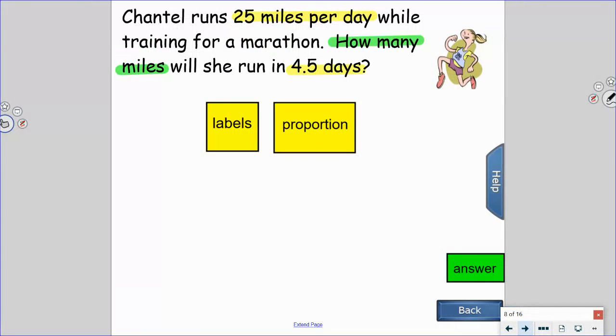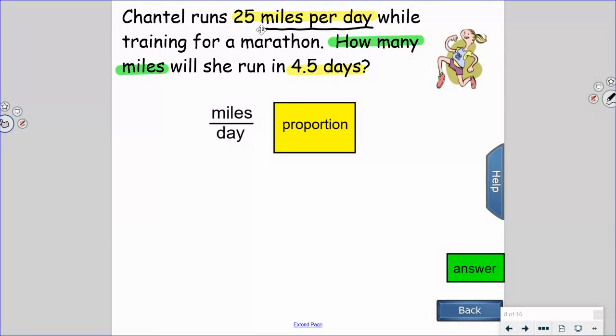How about 3 more examples? Here we go. Chantel runs 25 miles per day while training for a marathon. How many miles will she run in 4.5 days? Now, what depends on what? Oh, you know what? It already even says miles per day.